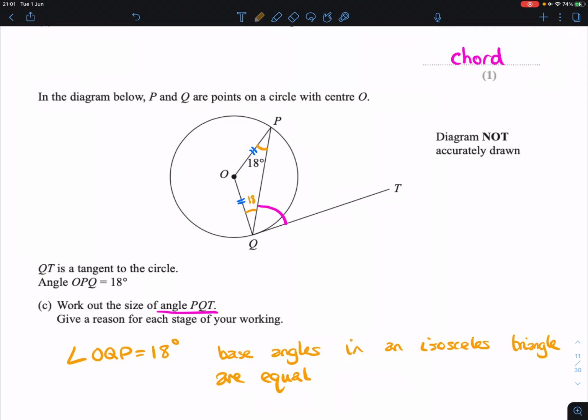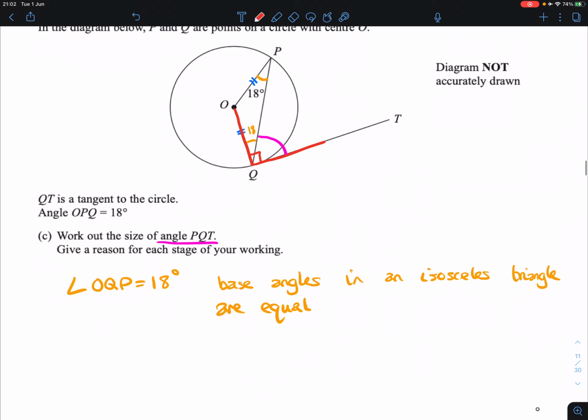After that, we then use knowledge of the fact that a radius meets a tangent at 90 degrees. So the fact that that's 90 degrees means that if we take 18 away from 90, we will get our answer. So first of all, a radius meets a tangent. I should clarify that it states here that QT is a tangent to the circle, and a tangent to a circle is basically a straight line that touches the edge of a circle.